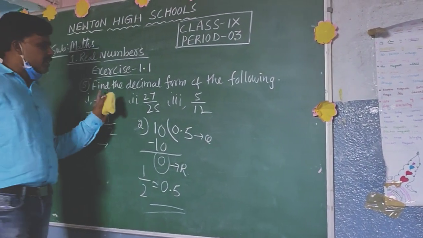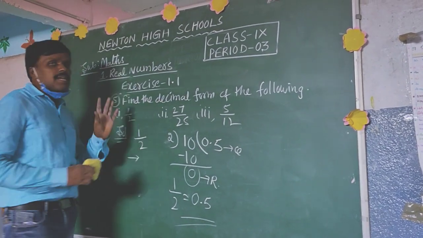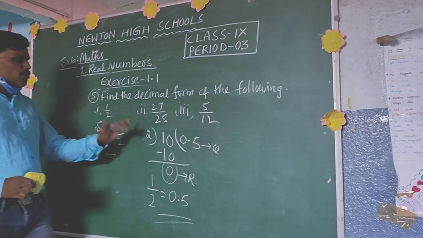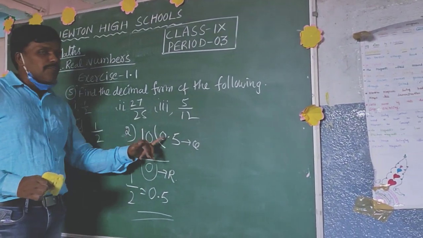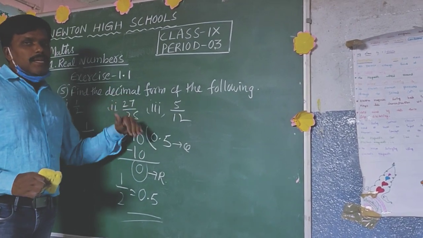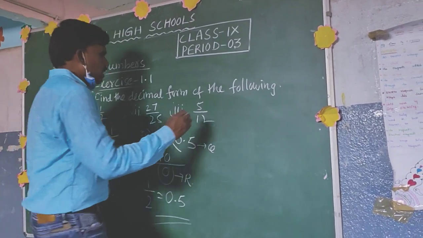Whatever rational numbers are given here, if you want to express in decimal form, the first step you have to remember is that we have to divide the numerator by the denominator. If it is not possible to divide by the given number, we have to put the decimal point and get 0. Based on that, we can do the division. So the second one, we can continue.